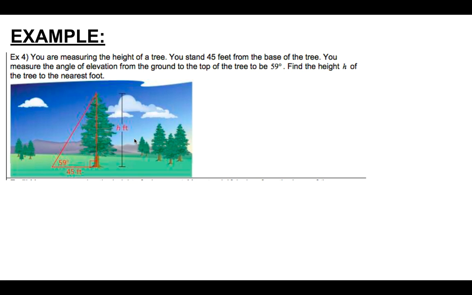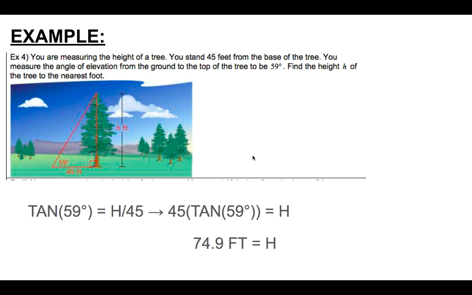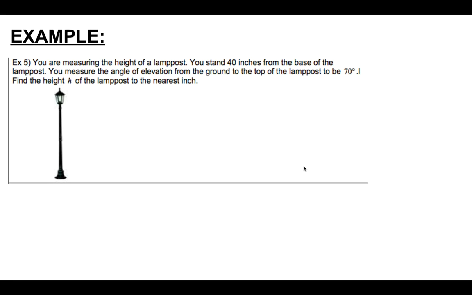I want to know the height, which is opposite, and I know my adjacent. So I'm going to use tangent, plug everything in, and then I get the height is 74.9 feet. I should have, since it said the nearest foot, rounded that to 75 feet. Go ahead and try this one.